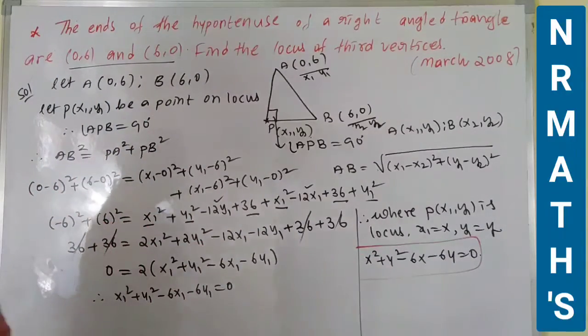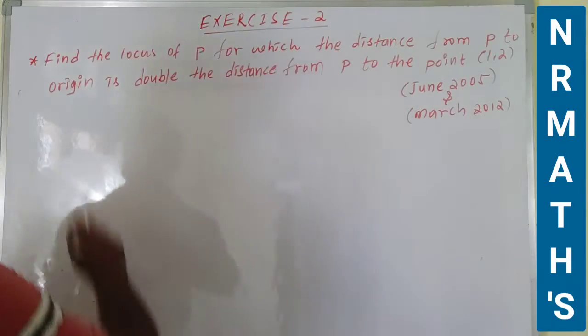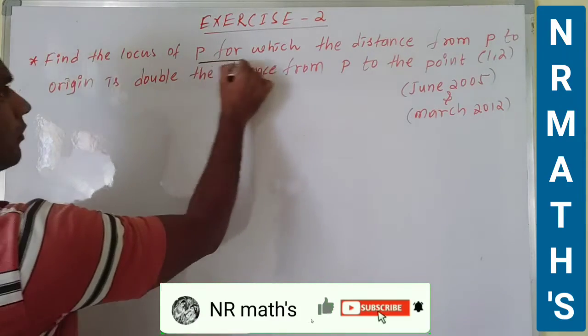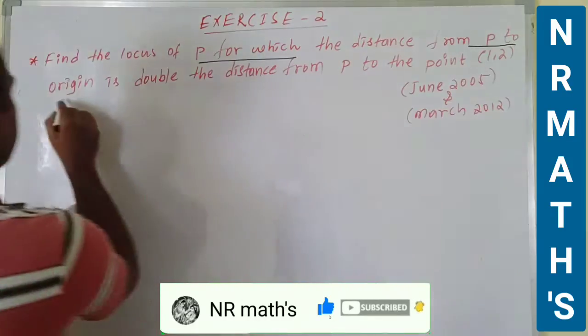It is the most important for 4 marks in IB exams. Next one, look here. Find the locus of P for which the distance from P to origin.